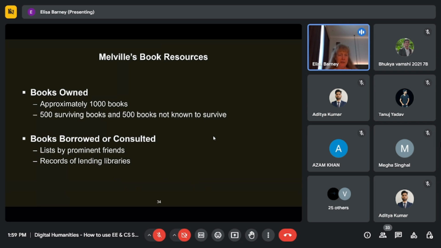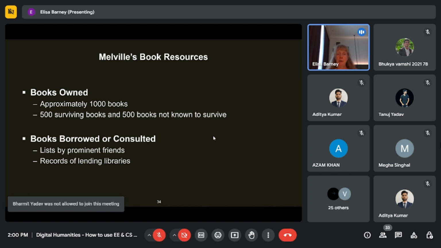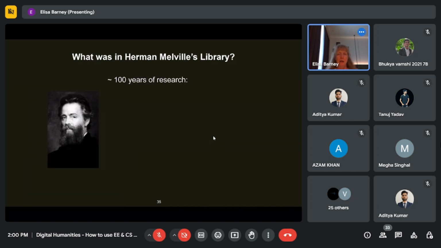So we've done a survey, or people in the literature have done a survey, and they say that when he died, according to the audit of his possessions at death, he owned about 1,000 books, and they've been able to identify that about 500 of them did not wind up in the trash heap totally. They got sold to somebody else or given away. And we also have a list of books that he borrowed from friends or consulted, including some in the New York Public Library.